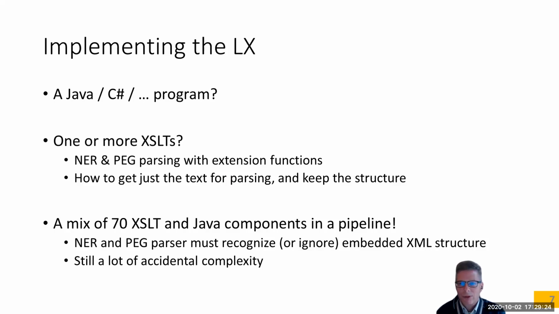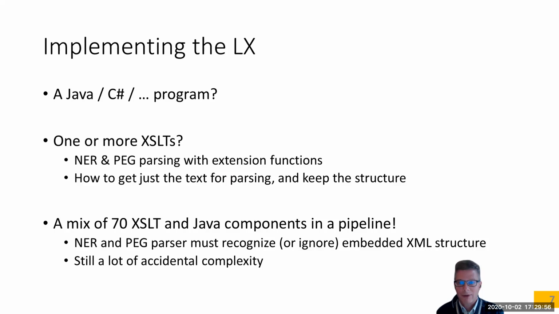So then you could think, maybe I'll use one or more XSLTs for this. Now, of course, named entity recognition and parsing with PEG are not part of XSLT, but we could easily make Java extension functions for Saxon and include those. But it still would not really be easy to fix problems like how to get just the text for parsing a piece of text whilst maintaining the structure, the XML elements in that text.